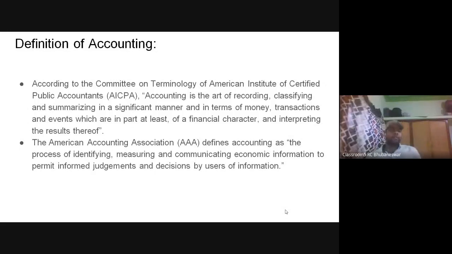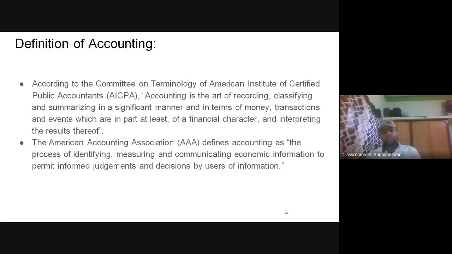And classifying. The second one is classifying. Third one is summarizing in a significant manner, and in terms of money, transactions and events which are in part at least of a financial character, and interpreting the results thereof. That means it includes several functions of accounting which come under this particular definition.